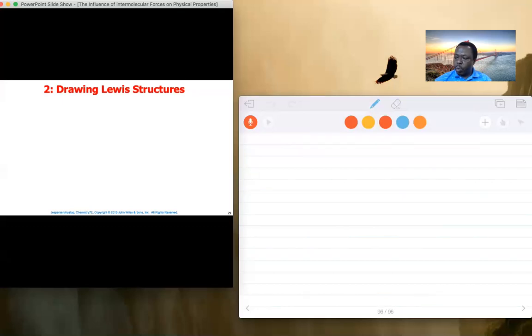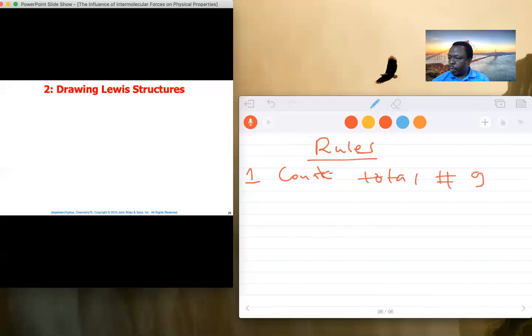Here are the rules. You have to count, or determine, the total number of valence electrons in a molecule.